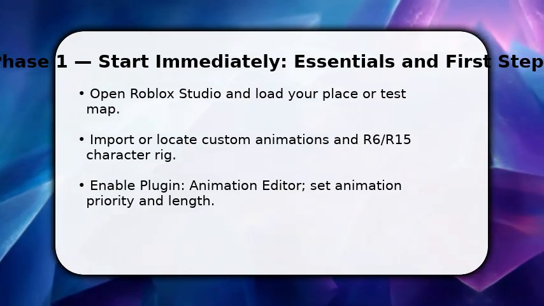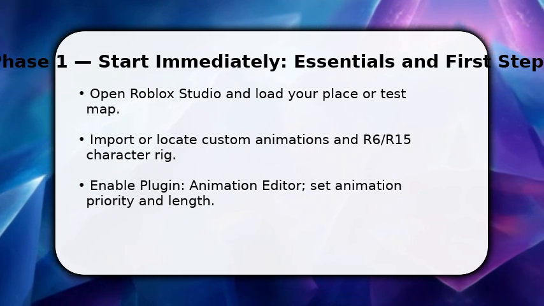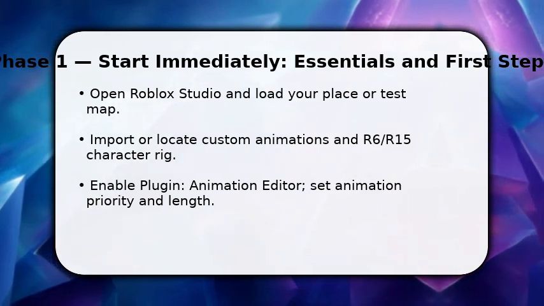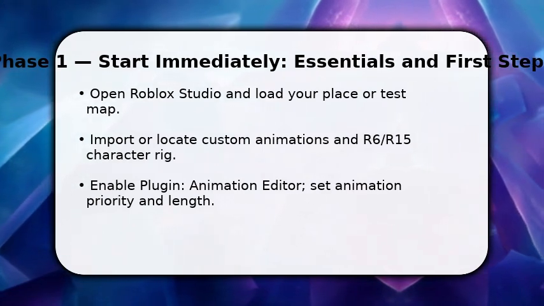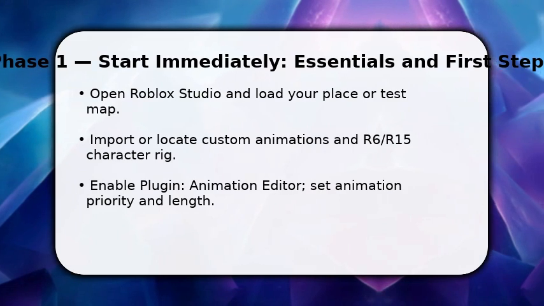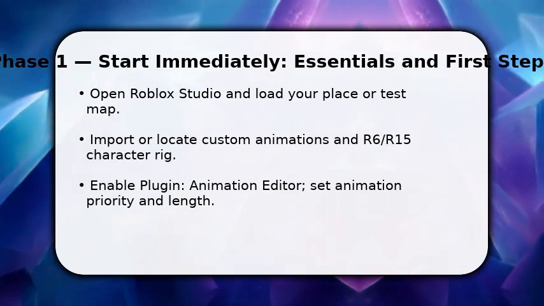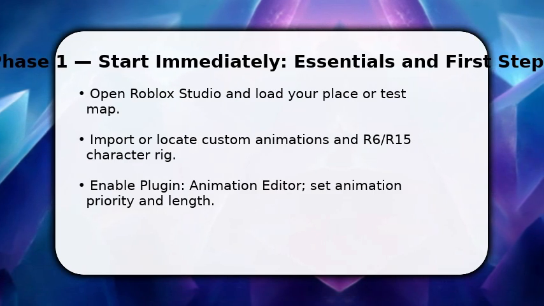Next, open the Animation Editor plugin and load the character model. Once done, set animation priority and trim or extend length so transitions are consistent. You want smooth loops and matching hip/root positions to avoid popping when animations switch.